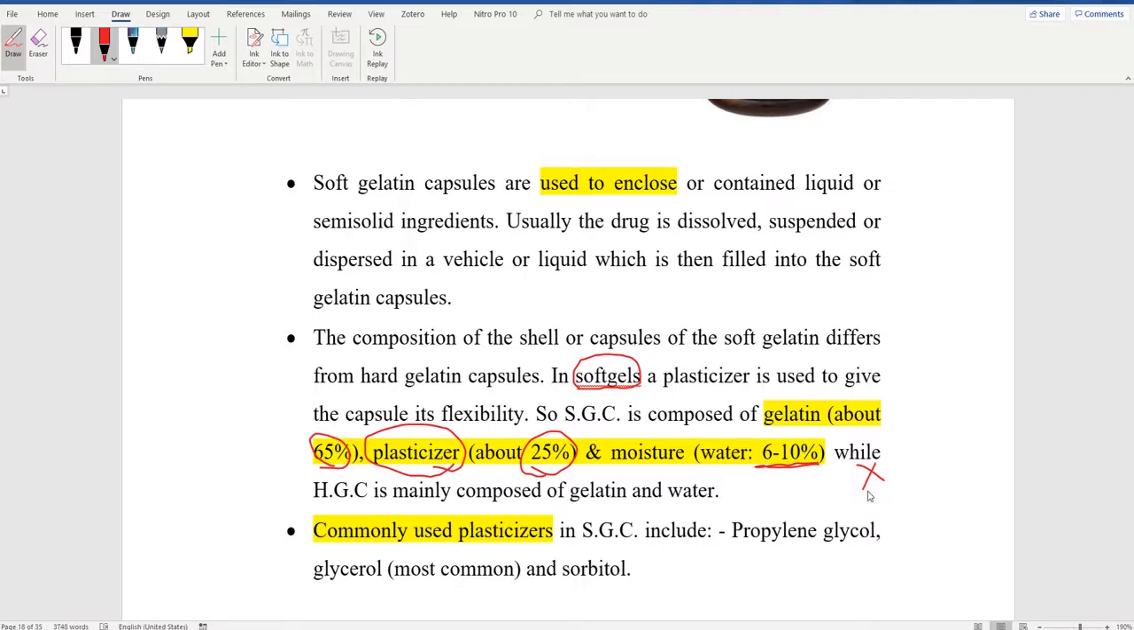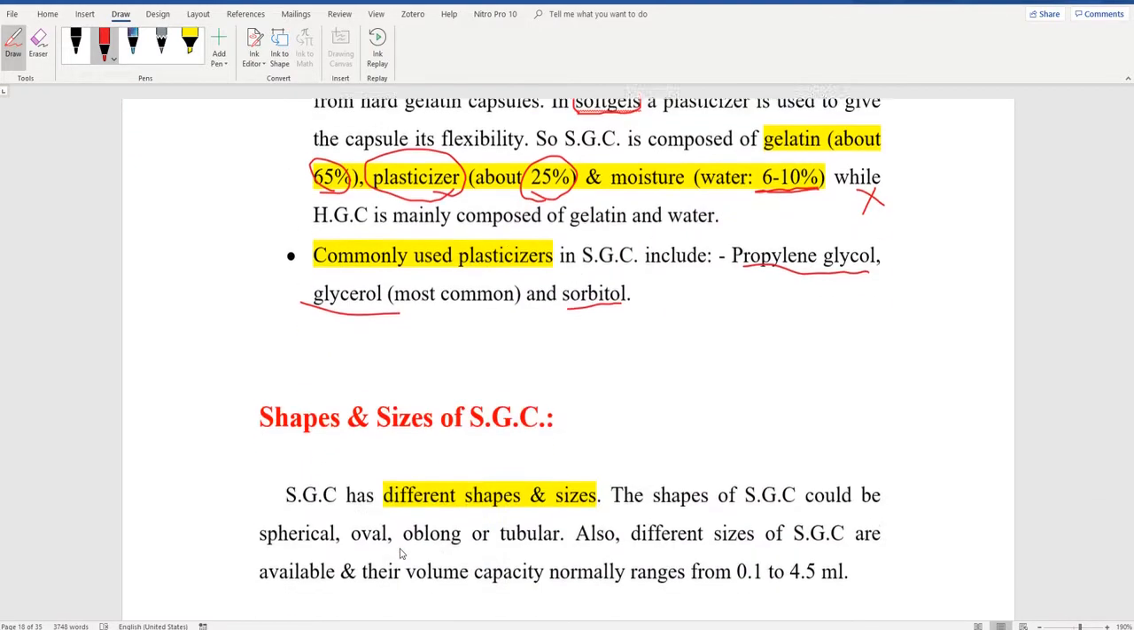So in composition, the real difference between hard and soft is the presence of plasticizer in the soft gelatin shell. Now what are these plasticizers they use? They can use propylene glycol, glycerol, or sorbitol. Which one of these is the most common? Glycerol, or glycerin. This is more common in the shell.